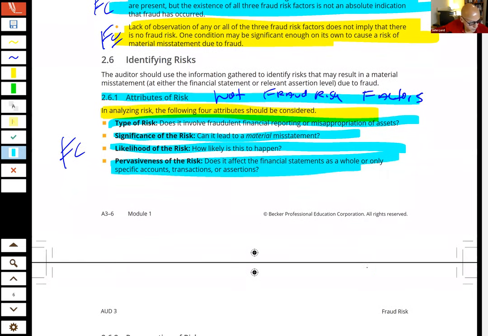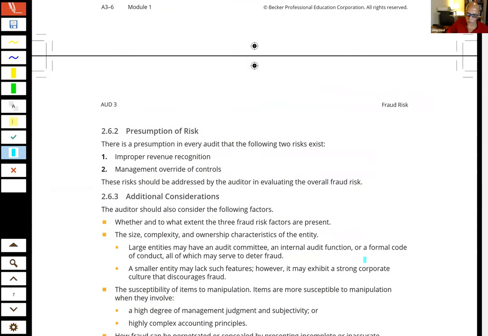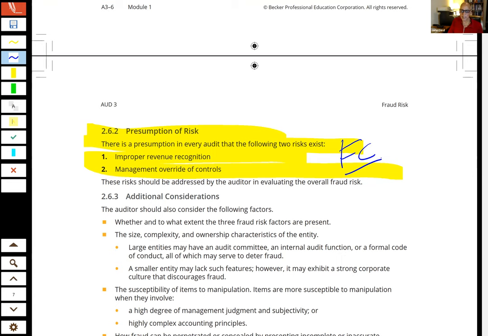Now you come over to the presumption of risk, and this is rare for the standards to do. Usually the standard says, do the procedure, tell us what you found. Here they're telling us there is a presumption that there will be improper revenue recognition and management override of controls. So what that's telling you is the standards are not going to ask you to just do the procedure and tell us what you found. They're going to say, what procedure did you do, and tell us why you don't think these things are there. That's a lot different than what the standards usually do.